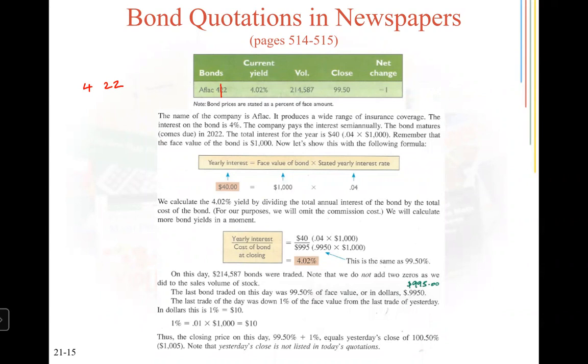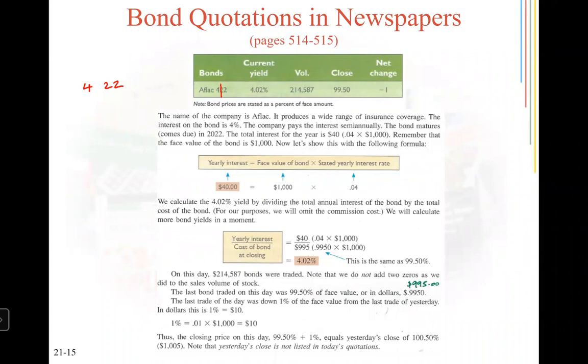Now, unless it says so, we wouldn't know from the quotation how often it's paid, but we know for sure annually. But in this case, they're saying it pays semi-annually. The bond matures or comes due in 2022. So the number after the 4 tells you when the bond matures.